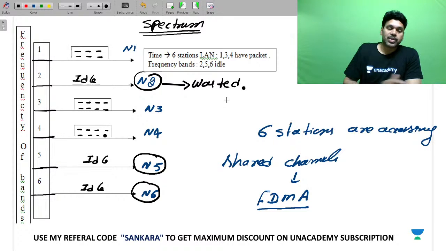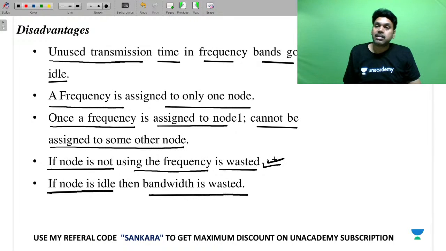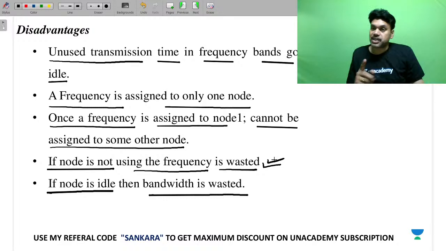So, my dear friends, the frequencies cannot be exchanged between the nodes. It is fixed. That's what I have told you: unused transmission time in frequency bands goes idle. A frequency is assigned to only one node that cannot be switched to another node. Therefore, the unused frequency band, the bandwidth allocated to that particular frequency band, is going to be wasted.